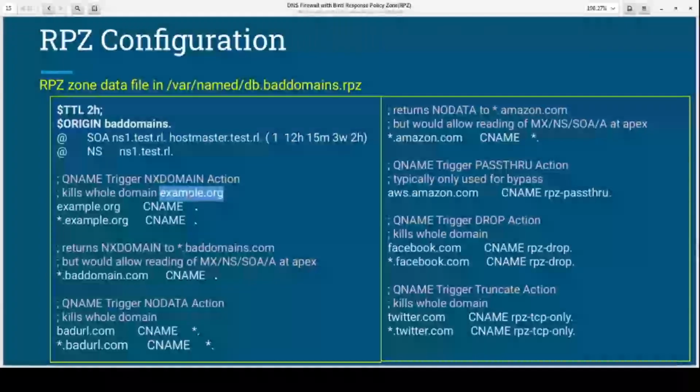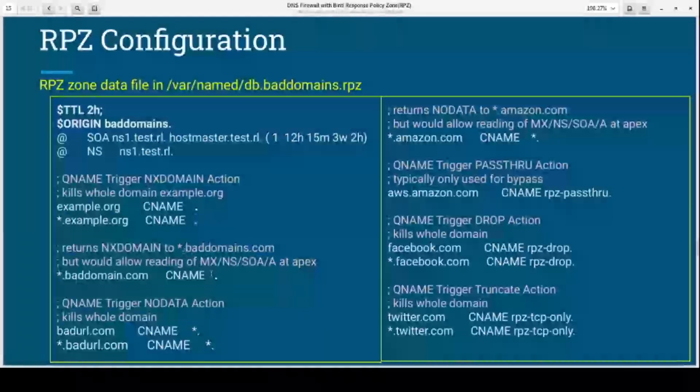Means any query that comes for example.org will not be answered. Instead, the DNS server will send the NXDOMAIN response to the DNS client. So we write it as example.org CNAME dot, and also for anything under example.org it is *.example.org CNAME dot. The second rule is to send NXDOMAIN for the DNS query that comes under baddomains.com.